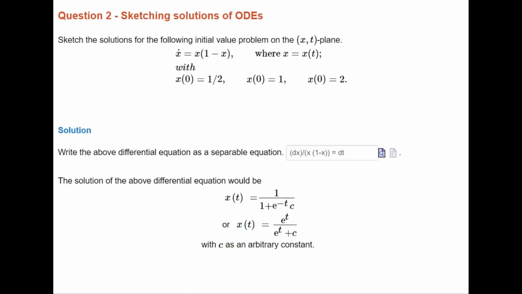Okay, now the solution of the above differential equation, no matter whether you solve it by hand or using software, you will get either of two forms. Either the solution would be x of t equals 1 over 1 plus e to the minus t times c, or the system will multiply the whole thing by e to the t to get e to the t divided by e to the t plus c, where c is an arbitrary constant. Next step, we'll work out the particular solutions for the initial conditions that we are given. We insert these conditions into the general solution and find the respective solutions.